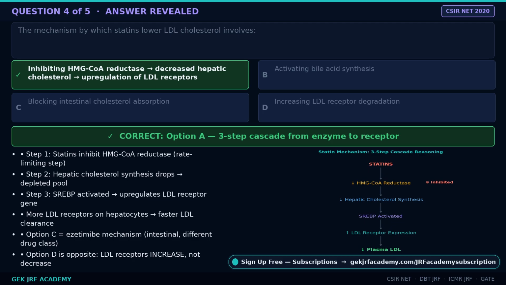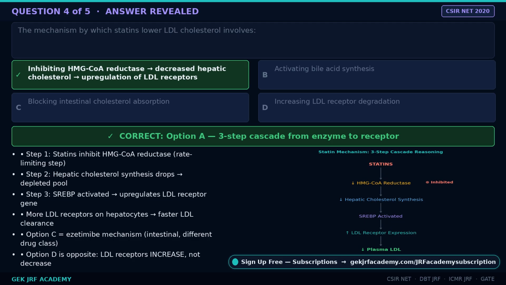Step 1. Statins competitively inhibit HMG-CoA reductase, the rate-limiting enzyme of the mevalonate pathway. This pathway is the primary route of cholesterol biosynthesis in liver cells. Step 2. With HMG-CoA reductase inhibited, hepatic cholesterol synthesis drops significantly. The liver's intracellular cholesterol pool is depleted.